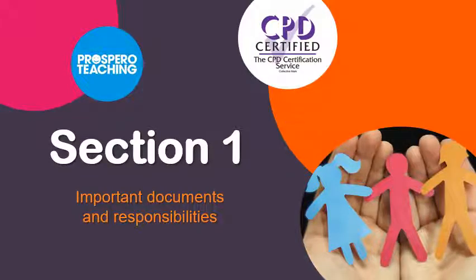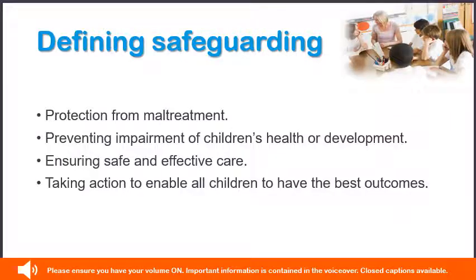Section 1. Important documents and responsibilities. Safeguarding children is defined as protecting children from maltreatment, preventing the impairment of children's health or development, ensuring that children grow up in circumstances consistent with the provision of safe and effective care, and taking action to enable all children to have the best outcomes.